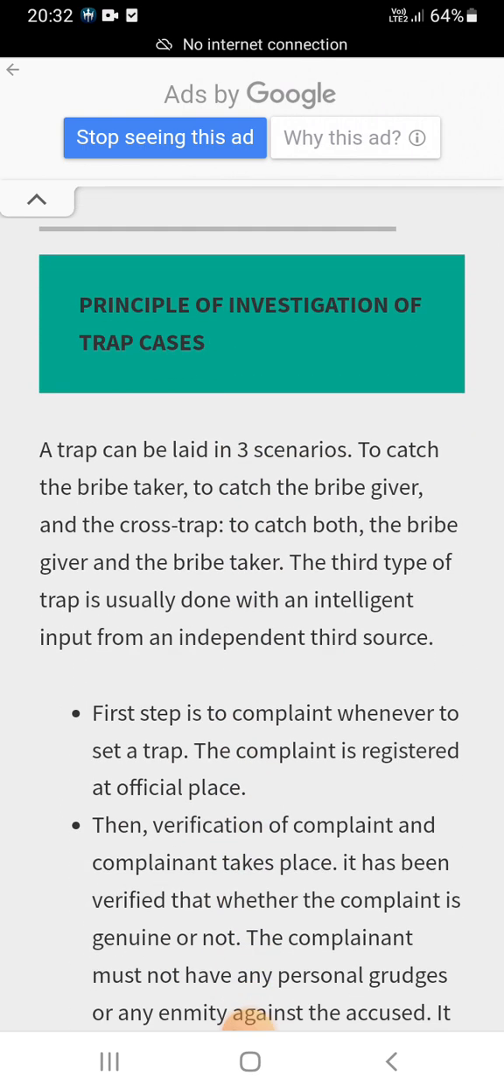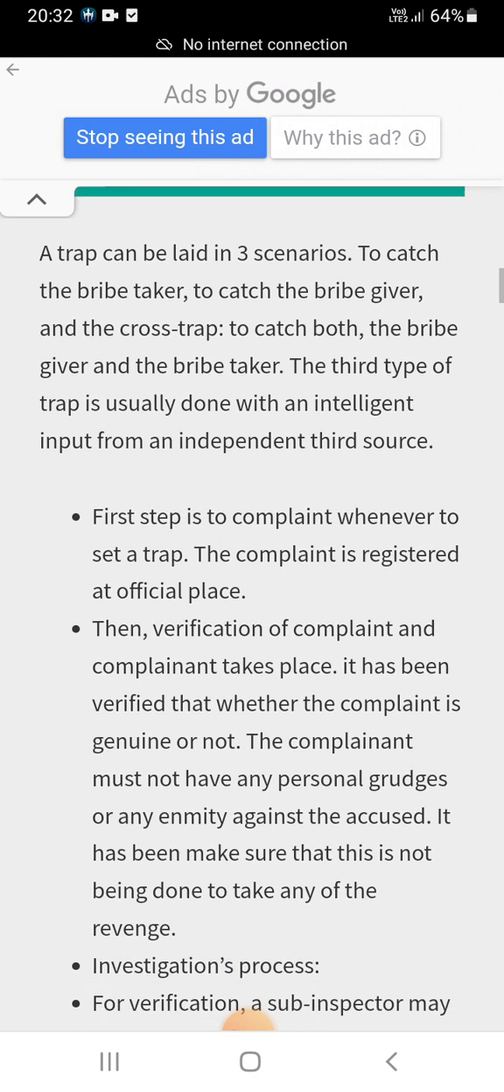Principle of investigation of trap cases. When we get information that some civil servant has taken a bribe from some person, or a person has given a bribe to any government official, the trap case investigation begins.